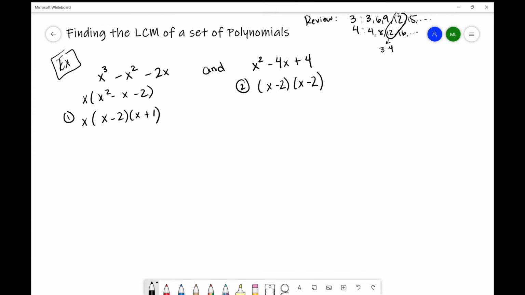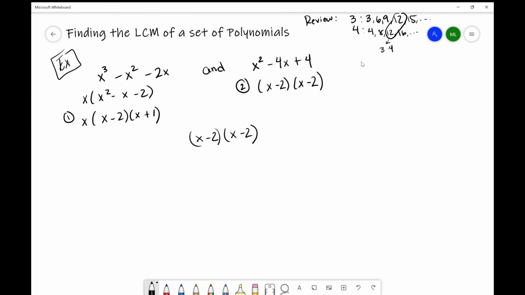Now with polynomials, it's a similar situation. You have x times x minus 2, and then x plus 1, and x minus 2 times x minus 2. So the least common multiple would have to be the greatest number of times that the factor appears in one of the instances. So it's x minus 2 squared in this instance. They share one x minus 2, but they don't share another x minus 2. So I'll write another x minus 2 as well.